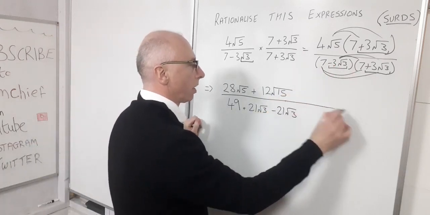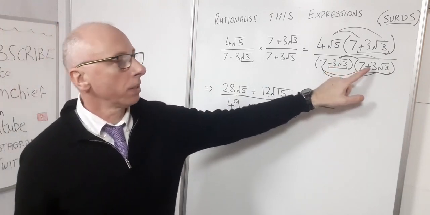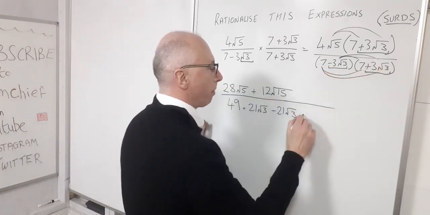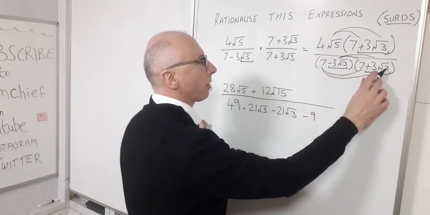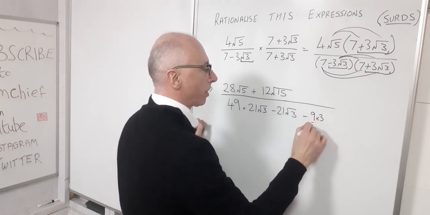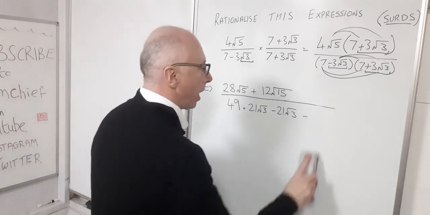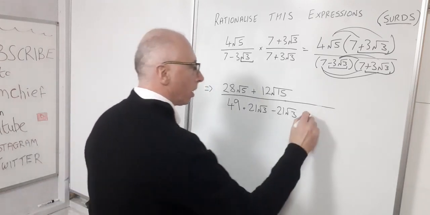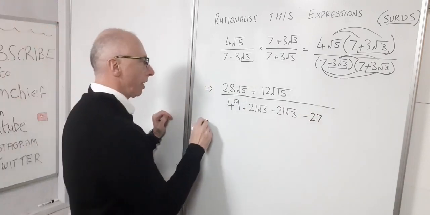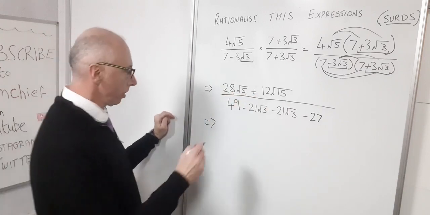Need a bit of space here. And then here we've got minus 3 root 3 times plus 3 root 3. So then that's going to give us minus 3 times plus 3 is minus 9. Root 3 times root 3 is just 3. So that's just going to give us 27. So that's the same as 27. So I can just change that. Let's put minus 27. Okay, let's just simplify this up on the next line. So 28 root 5 plus 12 root 15. Let's just leave that as it is.